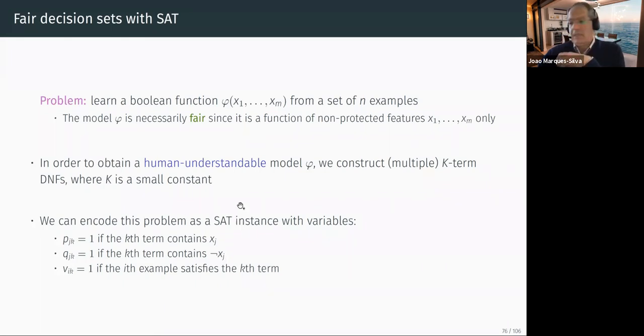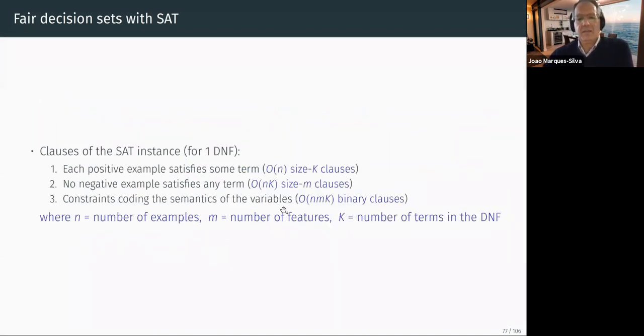And then what we can do is we can model this as a SAT instance. Again, the fourth part of the lecture will be about this. So it can be done, and the size is reasonably amenable. Given, so we need to, for each positive example, so this is just for one DNF, we need to do this for the DNF that predicts positive and for the DNF that predicts negative.